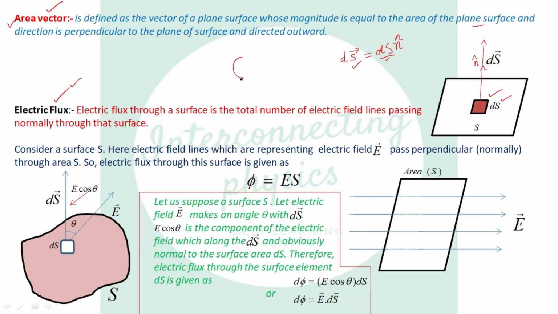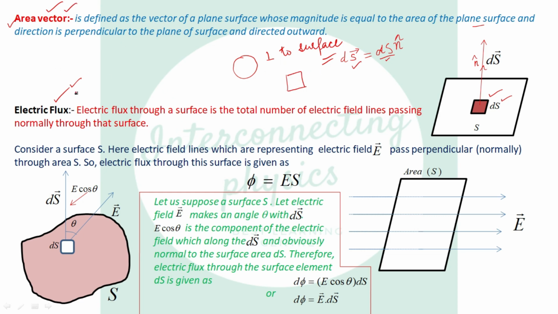Suppose we have a circle. If you have to find its area vector, it may be directed into the paper or out of the paper, maybe toward yourself or maybe inward into the paper. It is always perpendicular to the surface. Suppose we have a square, then its area vector will be perpendicular to it, maybe toward yourself or maybe inward into the paper. So that is about area vector.